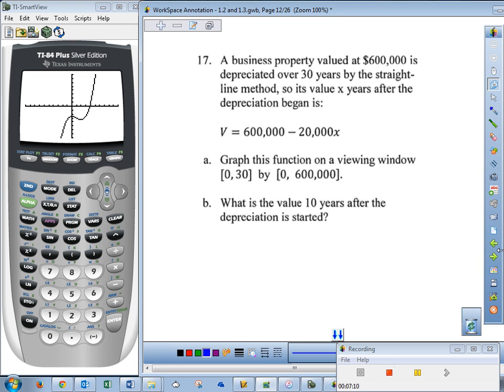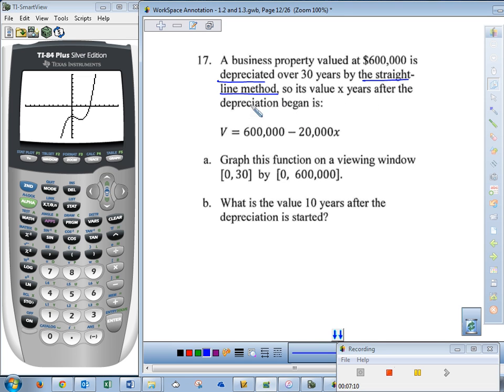A business property valued at $600,000 is depreciated over 30 years. Quick refresher, what does depreciated mean? If the value of the property depreciates, what does that mean to you? Goes down, right? Over 30 years by the straight line method. That gives you a big clue in our book, which I can show you where that's located in MyMathLab. Straight line method means, take a wild guess what the graph will look like. It's a straight line. It's linear.